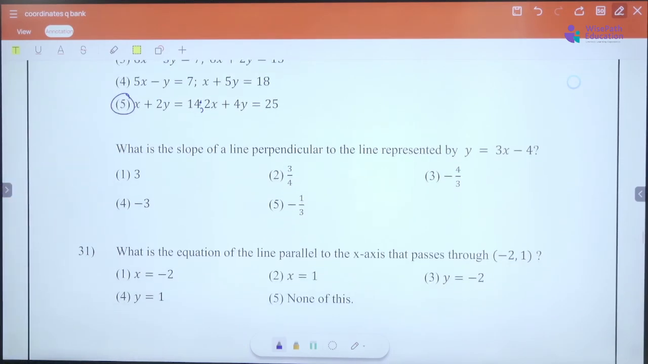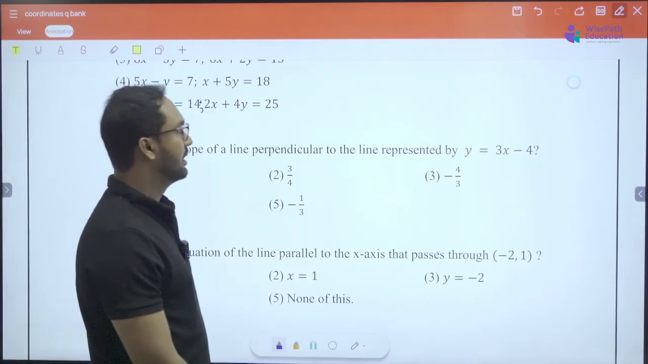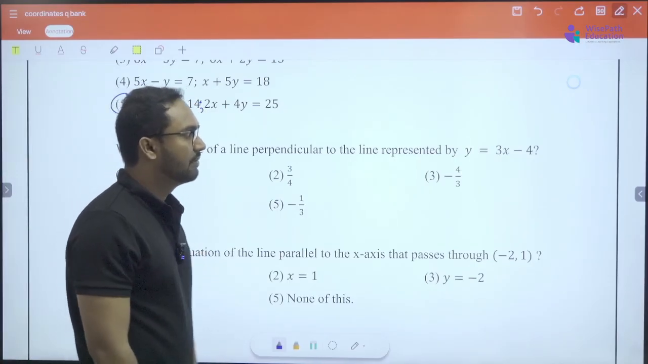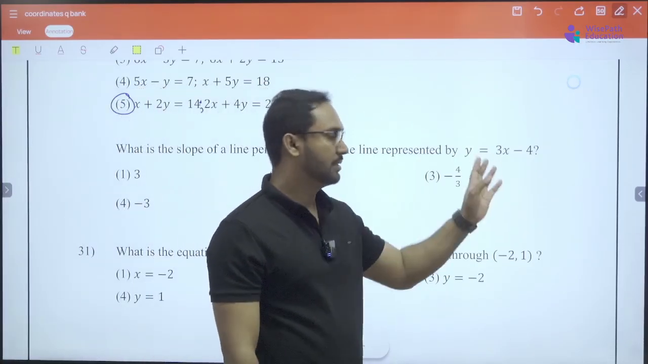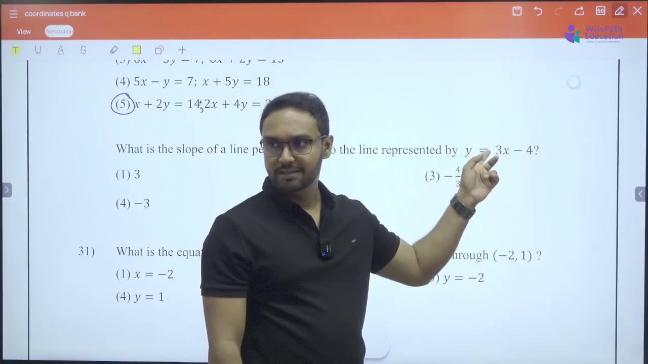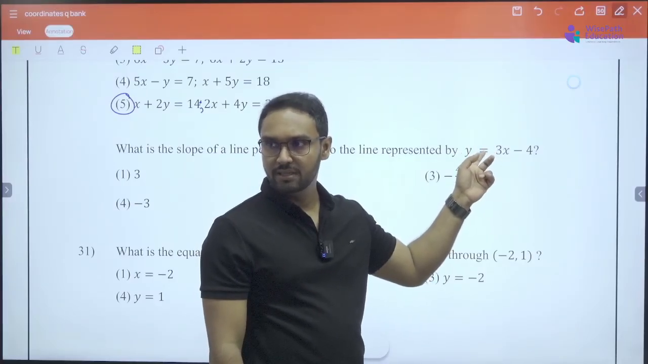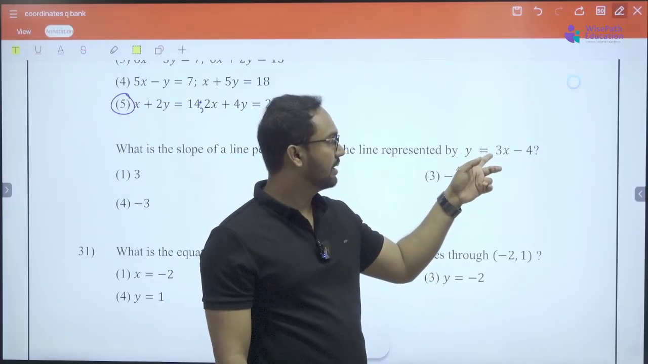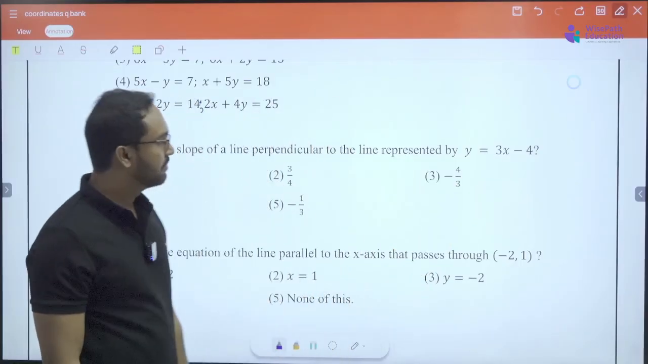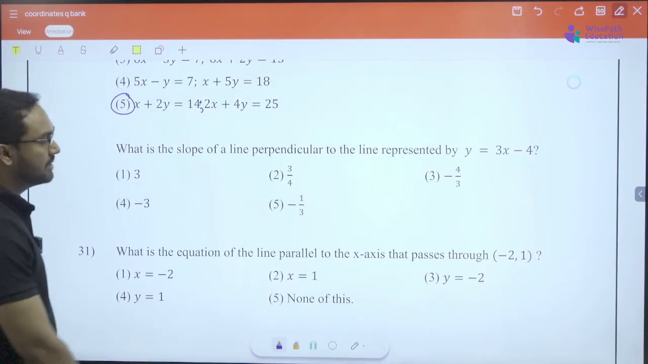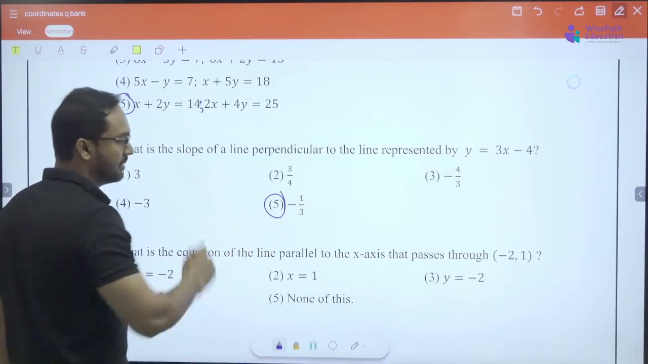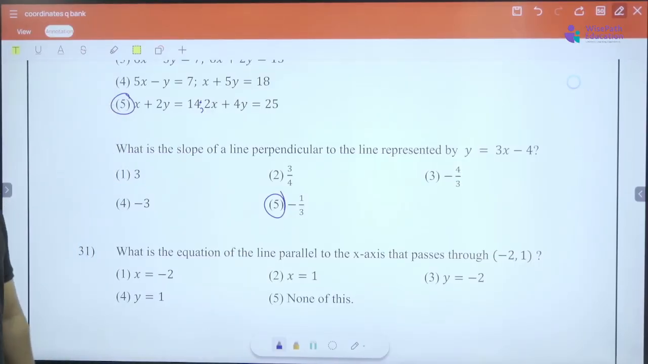What is the slope of a line perpendicular to the line represented by y equals 3x minus 4? So it's a minus reciprocal of the gradient of the equation. Yes. So make a gradient එක 3, minus reciprocal එක කීයද? minus 1/3. ඒක තමයි perpendicular එක.